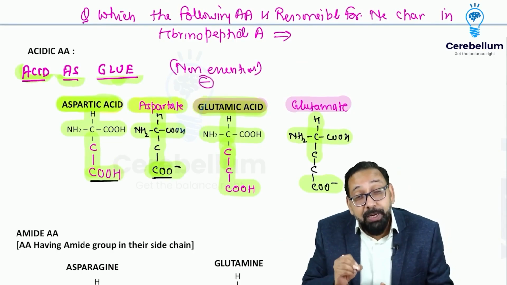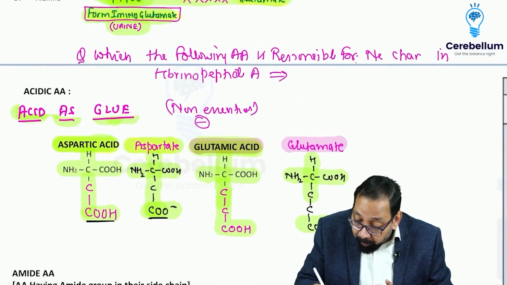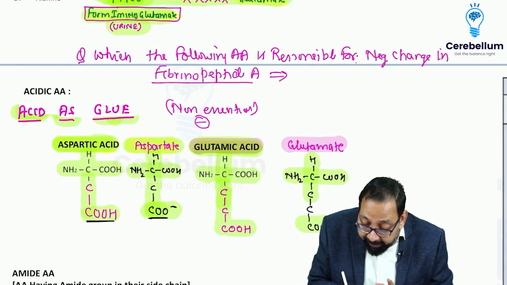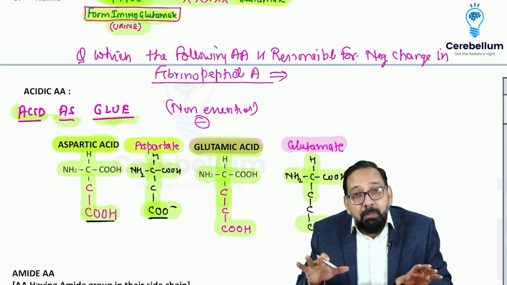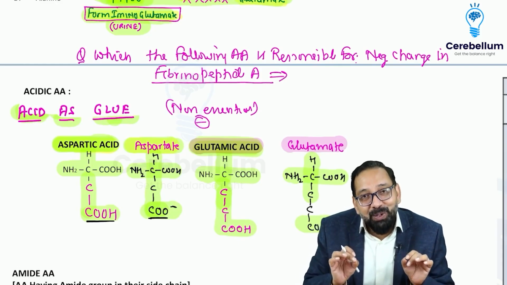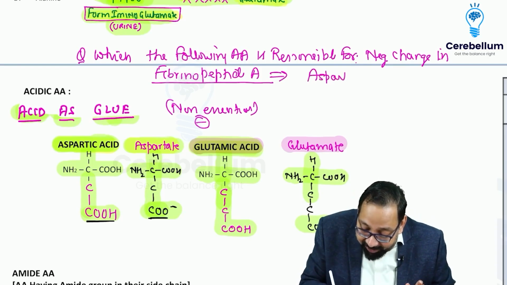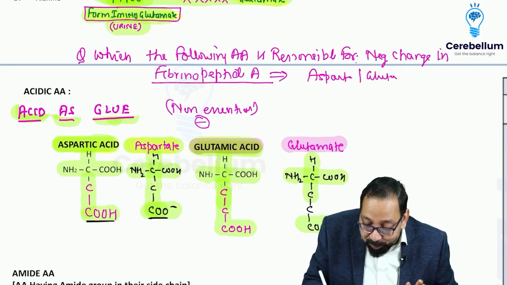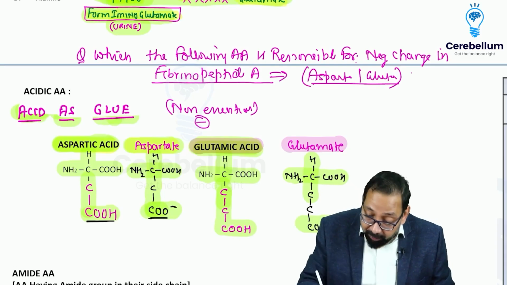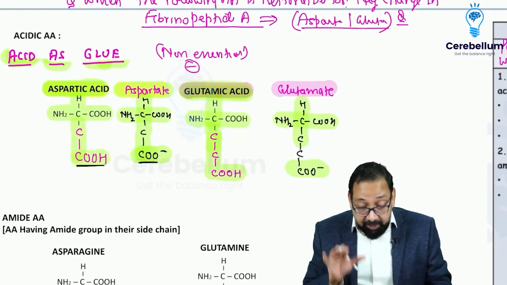This is important. A question is asked: which of the following amino acids is responsible for negative charge in fibrinopeptide A? I am not concerned about the structure of fibrinopeptide; I am concerned about the property of the amino acid. I know the answer may be aspartate or glutamate, because aspartate and glutamate have negative charge. Aspartate was given in the options. So acidic amino acids have negative charge.